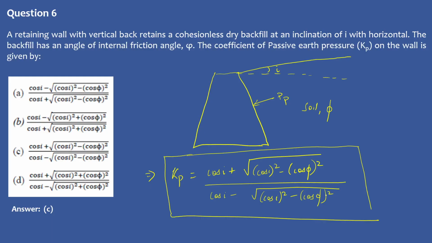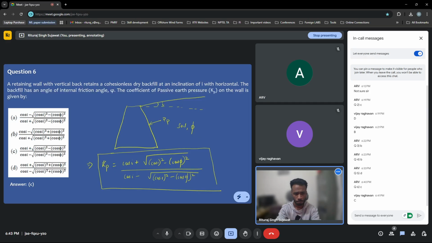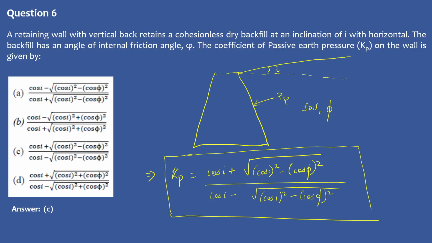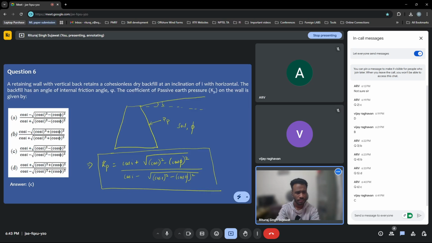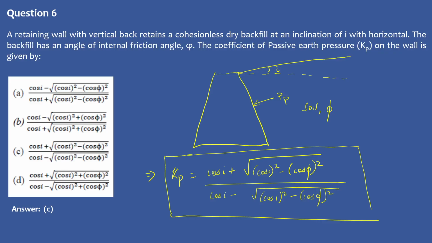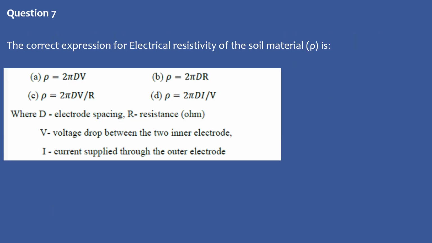So this is the coefficient of the passive earth pressure for the wall. Kp can be calculated using cos i plus square root of cos i whole square minus cos phi square, upon cos i minus square root of cos i whole square minus cos phi whole square. So that is straightforward. If you have any doubt, please feel free to ask. Otherwise, we can move to the next question.